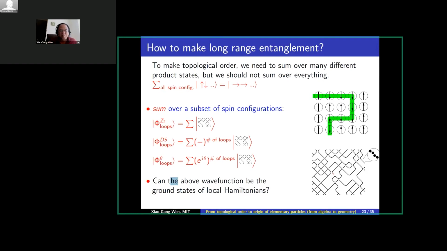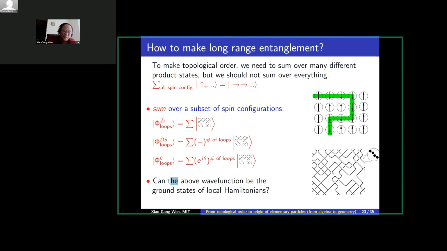And my question would be, in my naive interpretation of entanglement, according to what I just said, it would be related to global topological properties of loops. What do you think about that?